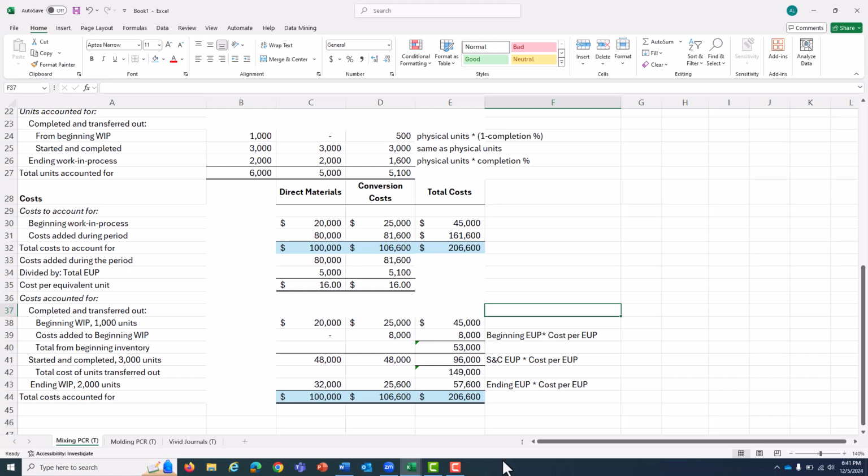We're going to, at this point in time, transfer $149,000 worth of costs over to the molding PCR, because when the physical units get transferred to the next phase of production, the costs accompanying them go with it. Well, the remaining $57,600 in costs is going to end up here in mixing department's ending WIP.